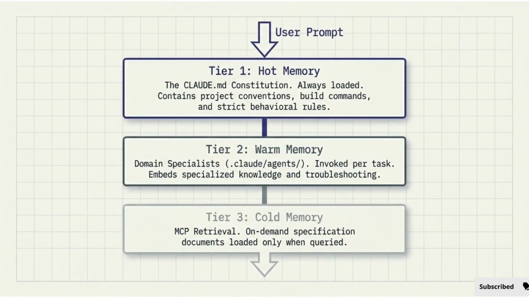To mitigate this, we use a tiered memory system. Tier 1 is hot memory, which is the Claude constitution, containing strict rules. Tier 2 is warm memory, from domain specialists, invoked per task. Tier 3 is cold memory, for on-demand specification documents.